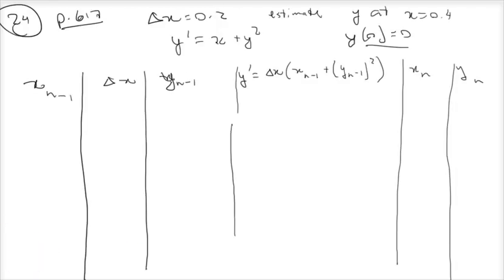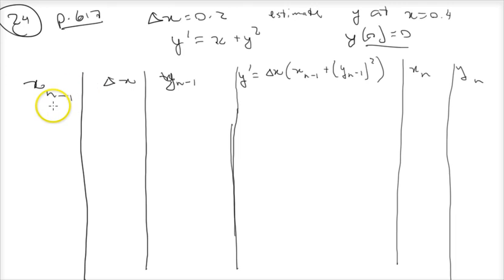Alright, so this problem gives us this differential equation. The derivative is equal to x plus y squared. We're given the step size 0.2, and we need to estimate y when x is 0.4, and we're given the initial condition that when x is 0, y is 0. So that's going to be our initial point.